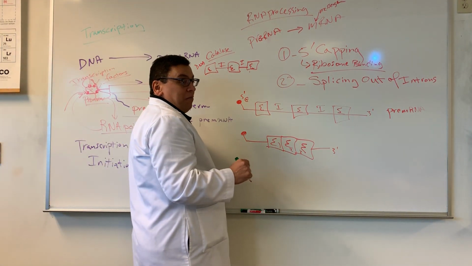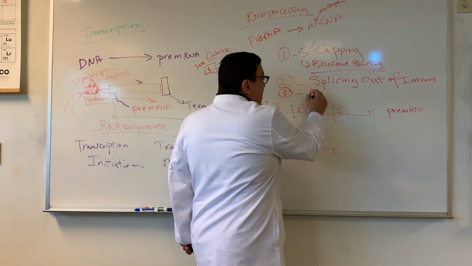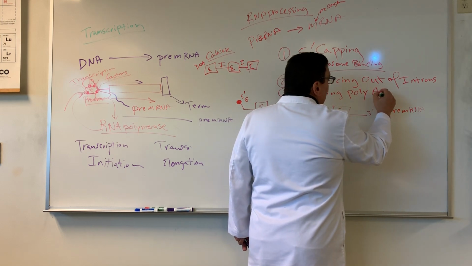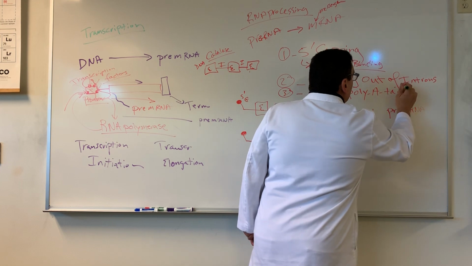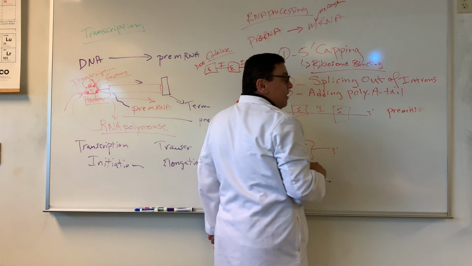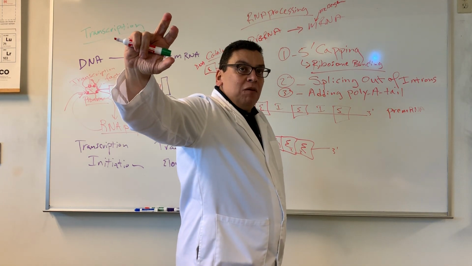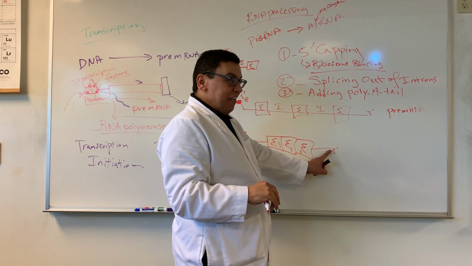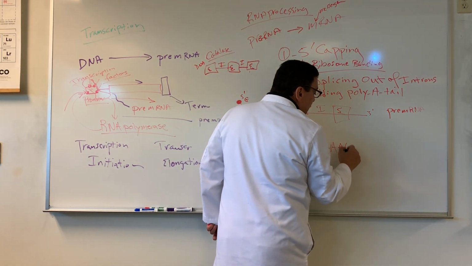But I'm not done yet. The third event is adding what is called a poly-A tail. Poly-A tail. Adenine. A stretch of adenine. And once I'm done with it, it's going to look like a tail. But where do I add it? On this end. So it's going to look like this. Watch this. At the end of it, it's going to look like this.